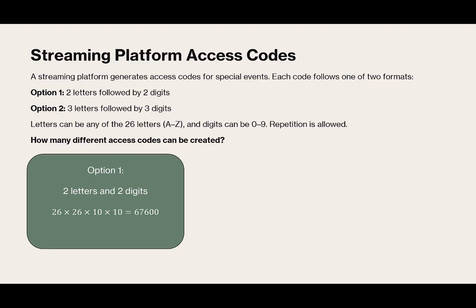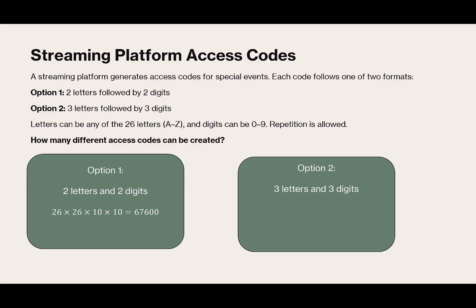So let's move on to option 2. In option 2, we have 3 letters and 3 digits. So this time we have 26 times 26 times 26, then 10 times 10 times 10. This bigger option has 17,576,000 different ways it can be completed.